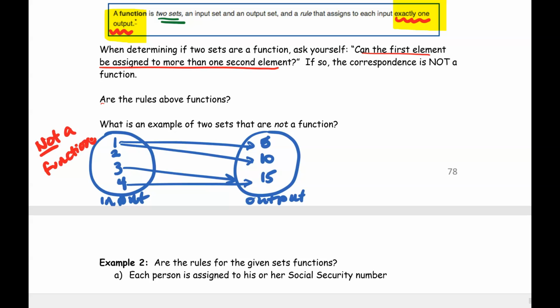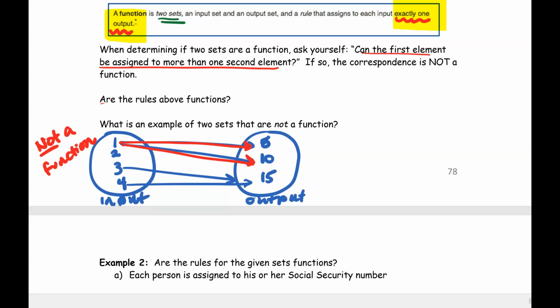This would be a great place to pause the video so you can figure out why this is not a function. Is it because 1 is going to multiple outputs? Is it because there are multiple inputs going to 15? One of those is true and one of them is not. The reason this is not a function is because the number 1 input is going to more than one output. It's okay that 3 and 4 both go to 15, but it's not okay that the 1 goes to 5 and 10. So that's an example of not a function.